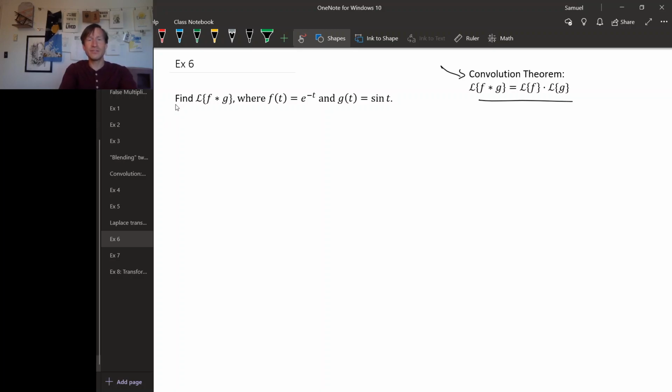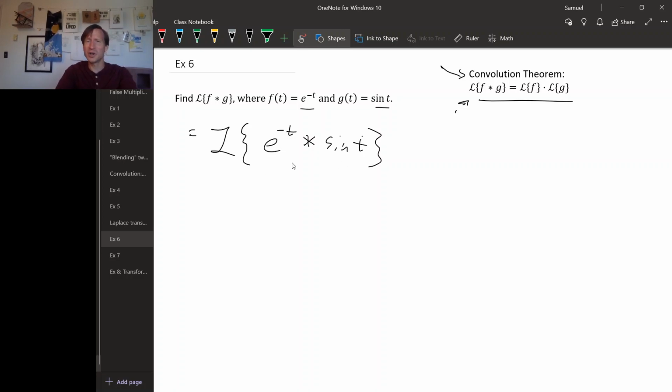So let's use this to find the Laplace transform of f convolve g, where f is e to the t, and g of t is sine of t. So what we're really finding here is the Laplace transform of e to the minus t convolve sine t. Now, if you needed to know this Laplace transform, imagine if you did not know the convolution theorem, imagine all the work this would be.